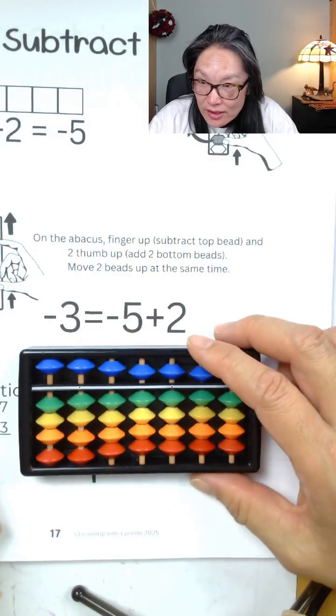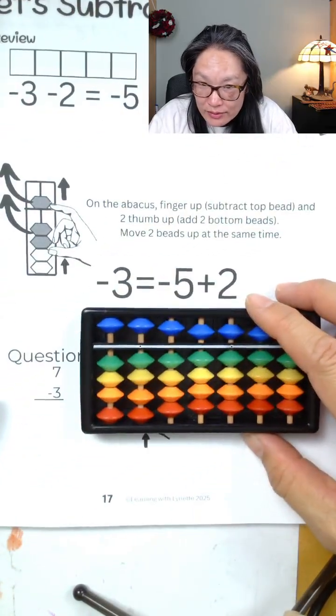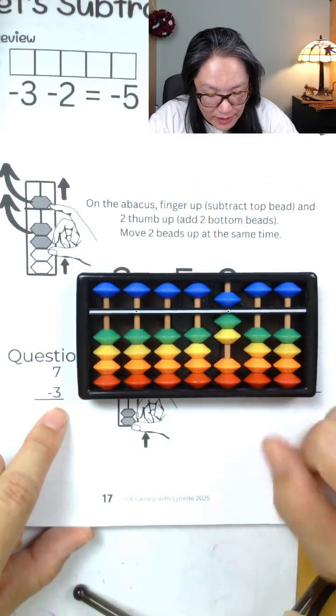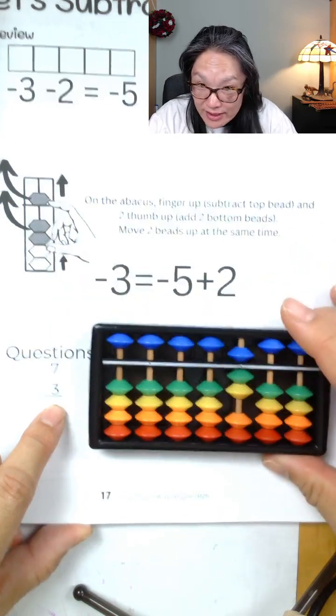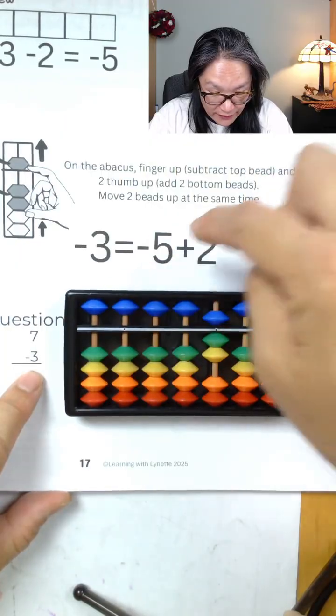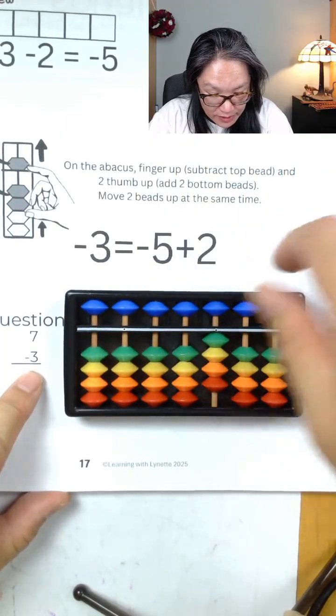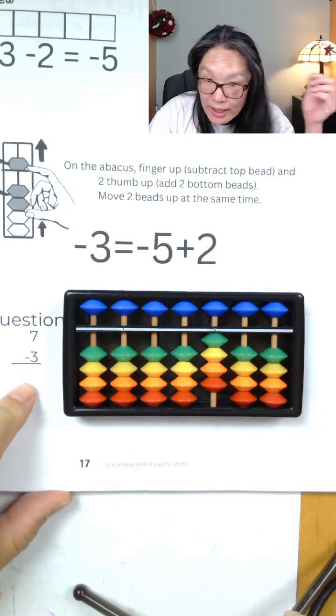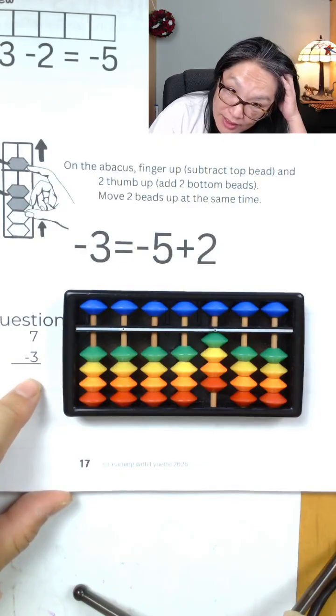And then the question is here: if I do -3, the question is what, 7? And then minus the 3. When I want to take away the 3, I don't have enough beads. Guess what? This is what I can do. Minus the 3 is equal to minus the 5 plus the 2. Minus the 5 plus the 2. So my final answer is 4. Does that make sense?